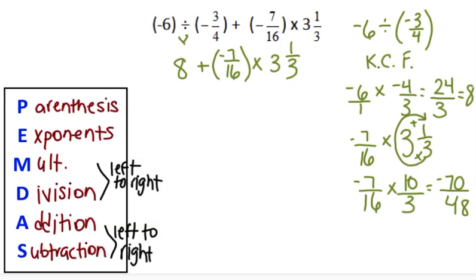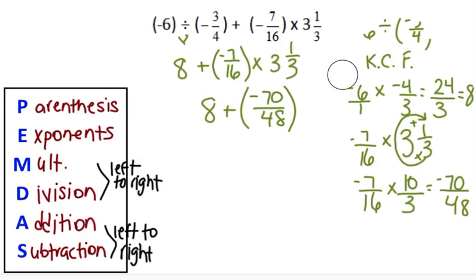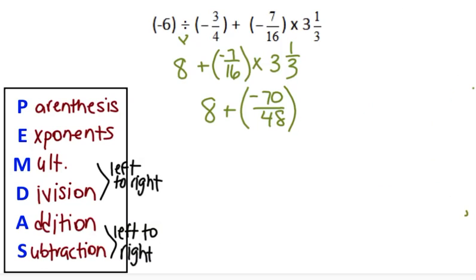I'm now going to bring down the 8 plus my answer from the multiplication problem, which was -70/48. And all I have left to do is add. Now I know when I am adding fractions, I need a common denominator. So I'm going to erase my scrap work, and I'm going to rewrite this on the side. 8 plus -70/48. Now, I'm going to put my whole number over 1, so both of my numbers now have a denominator.